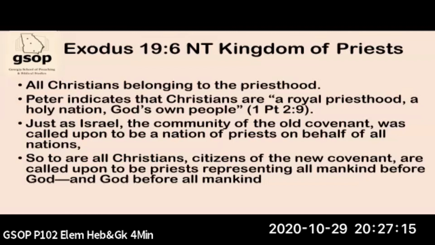Peter indicates that Christians are a royal priesthood. We know the passage, 1 Peter 2, verse 9, a holy nation. So, interestingly enough, Exodus 19, verse 6 is the kingdom of priests and a holy nation. And what does Peter do? He brings us both into Christianity, into the people of God. So God's people are always a kingdom of priests and a holy nation. Always. Always have been, always will be.